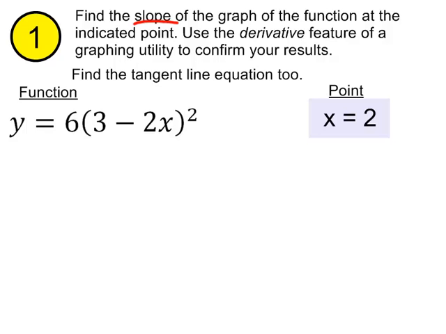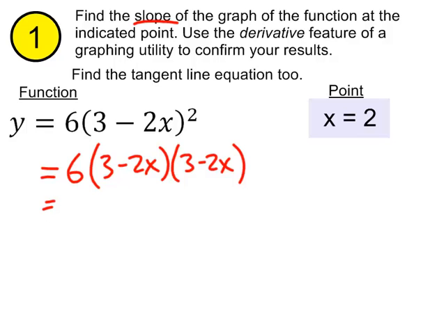If this function were simply 6 times x squared, then we could use the power and constant multiple rules, no problem. But since we have a function within a function here, 3 minus 2x, and that's what's being squared, we really have no choice at this point but to FOIL that out. Later on we'll learn something called the chain rule, which will give us other options, but for right now, just FOIL this out. So 6 times 3 minus 2x times another 3 minus 2x.